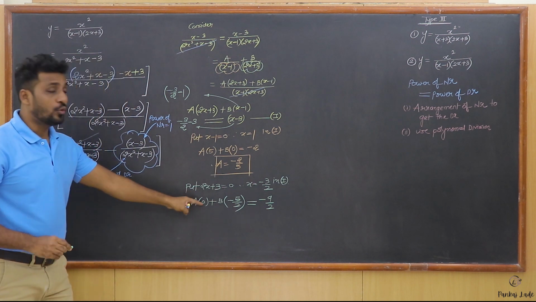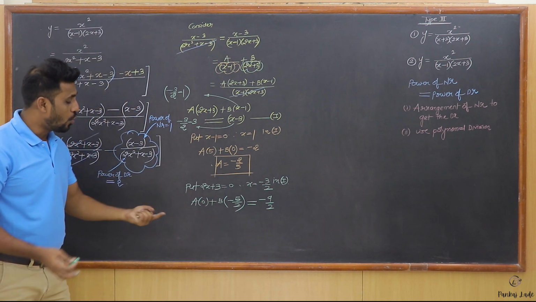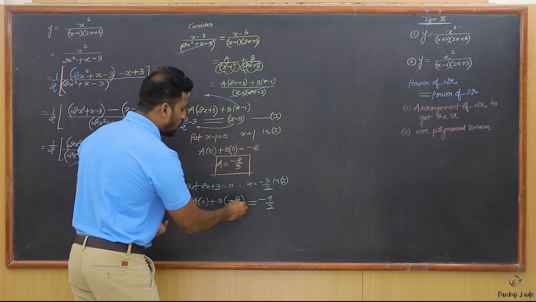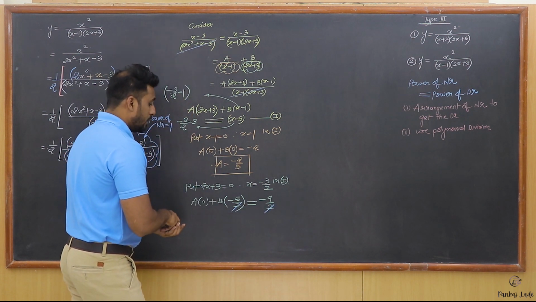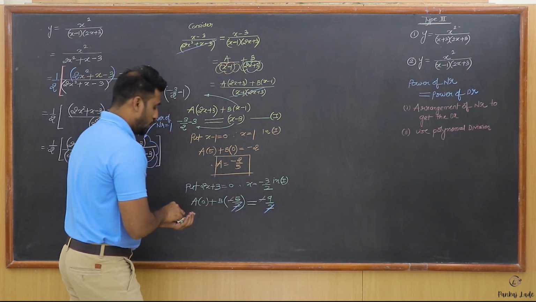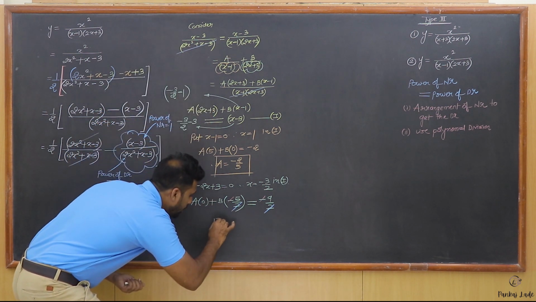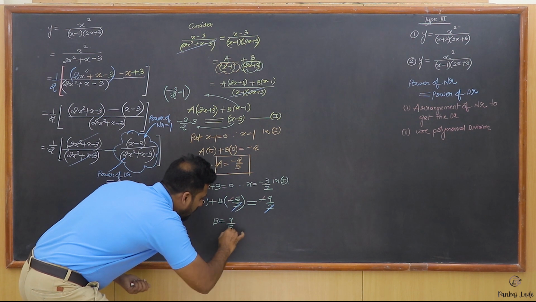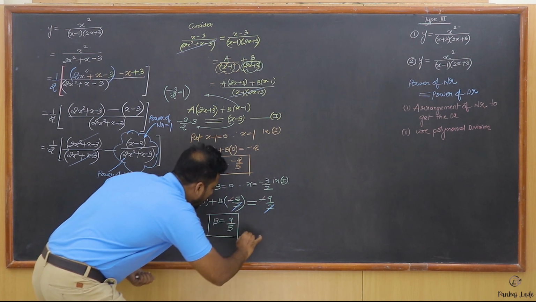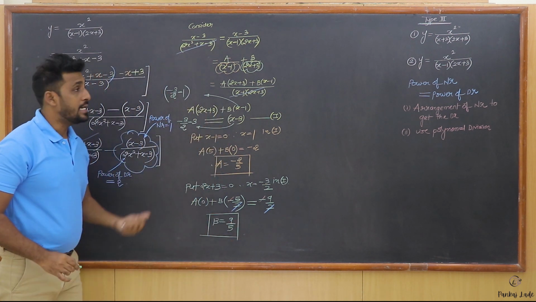So now you can observe a into 0. Obviously it is going to become 0. So that term goes from there. You can definitely say the 2 and the 2 can be cancelled. The negative sign also gets cancelled. So you are left with b. And b is going to come 9 upon 5. So I've got b as 9 upon 5. So I've got the values of a and b, isn't it?